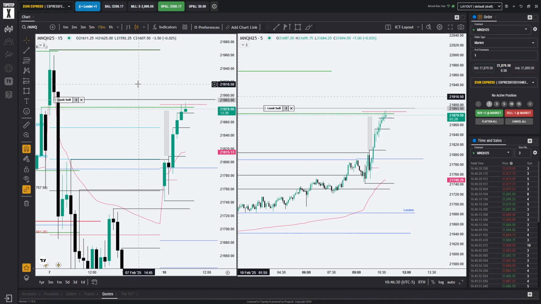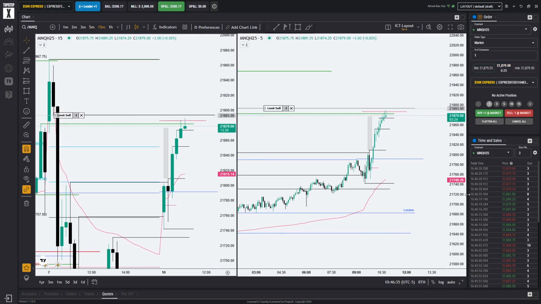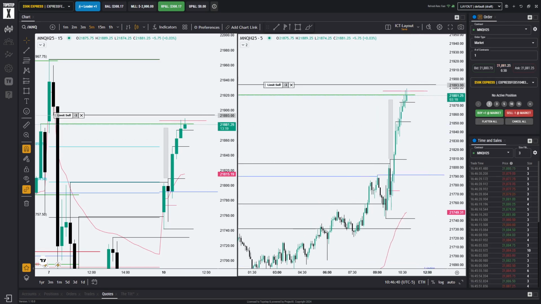I'm not going to trade more than till 11, so this last 15 minutes. London close is at 4 p.m. London time. That is 11 o'clock, 11 a.m. US time.